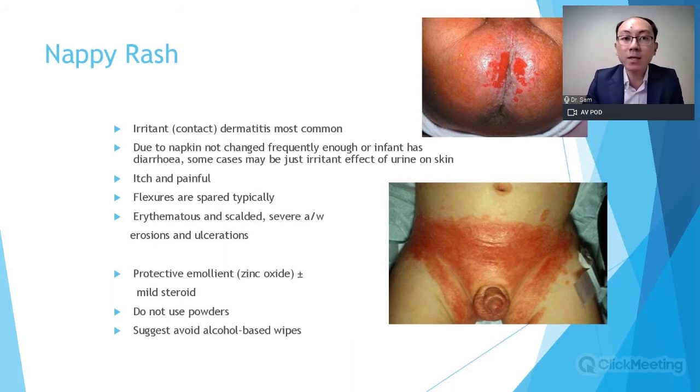And always advise the parents not to use powder. Any talcum powder is not suggested, because this type of baby normally has irritant contact dermatitis. Even the powder you use can worsen the condition. And some pediatricians even advise avoiding alcohol-based wipes. I remind the parents to look at the ingredients of the wipes, so they don't contain alcohol base.